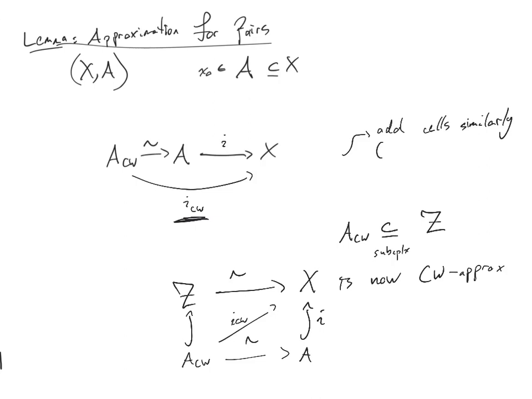And so this induction starts at n equals 0 and goes up. So if in particular A is just the base point x0, but X has multiple connected components, you're going to have to add additional points to Z, but you don't have to change what you're doing on A_CW.